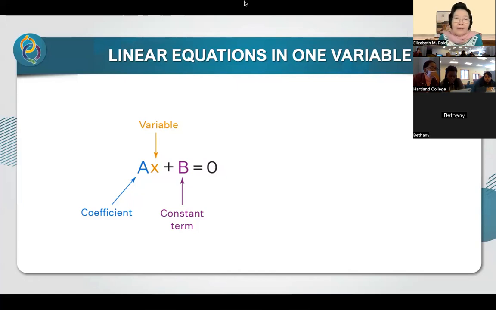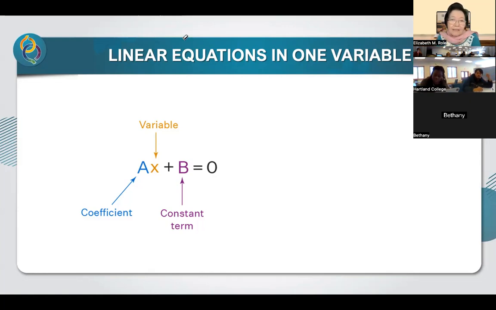Now, a linear equation in one variable is of the form ax plus b is equal to 0. Sometimes it can be not equal to 0, it can be another constant term or something like that. But that's the main thing about linear equations in one variable, where you have the coefficient of x and a constant term, and then we solve for x.